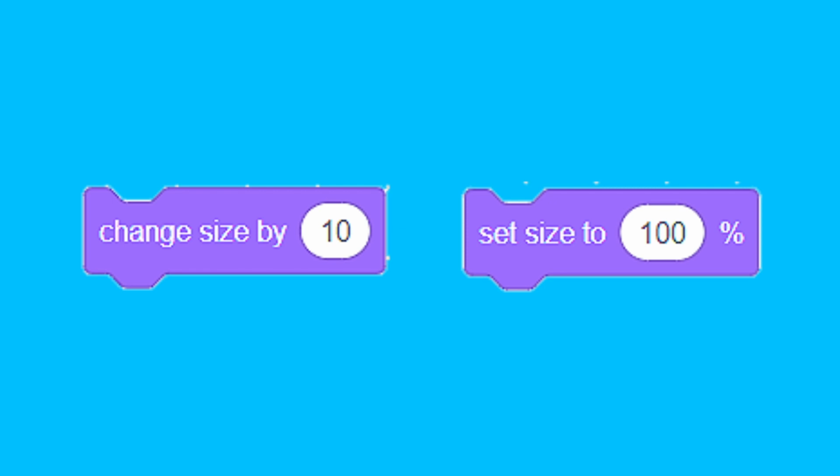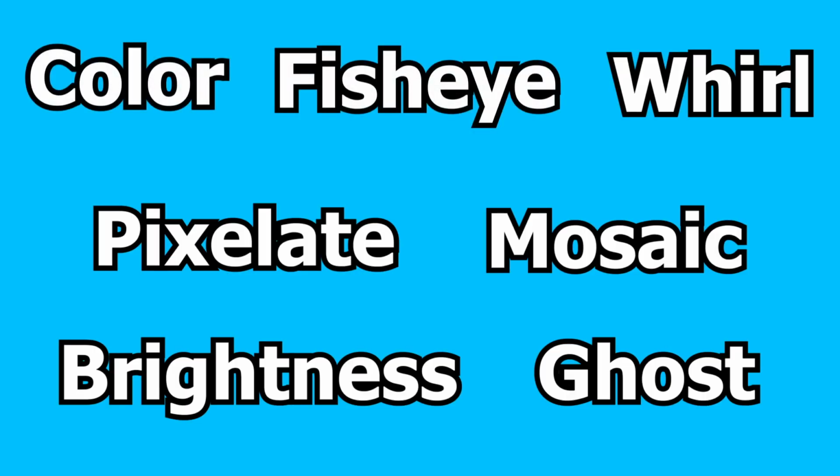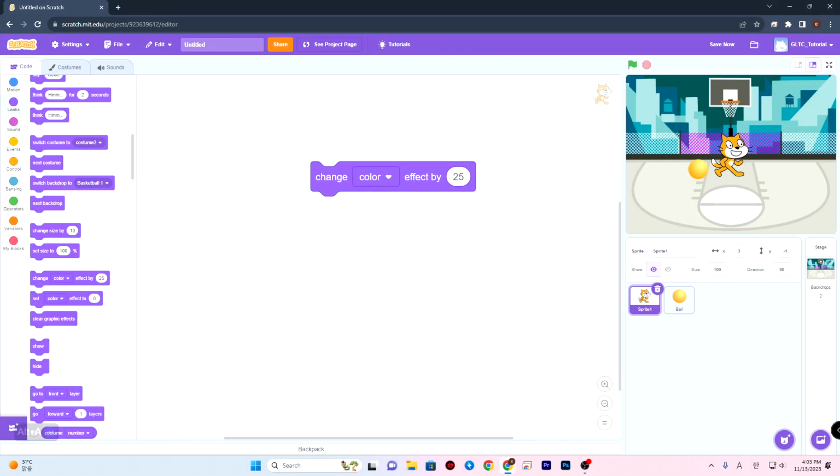There's also blocks for graphic effects, which allow you to set or change a range of visual effects, such as color, fisheye, whirl, pixelate, mosaic, brightness, and ghost. Color effect will change the color of your sprite. Fisheye effect will make your sprite look like it is reflected on a fisheye mirror. Whirl effect will make your sprite whirl from the middle.